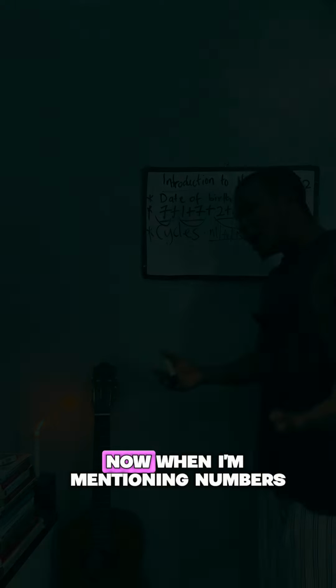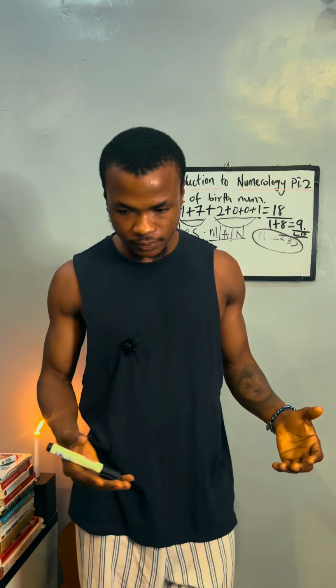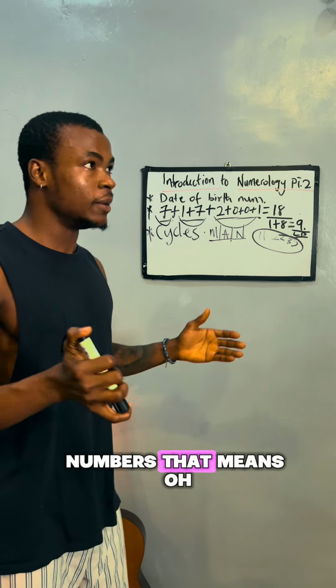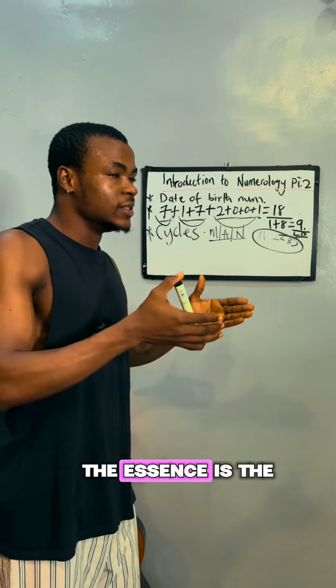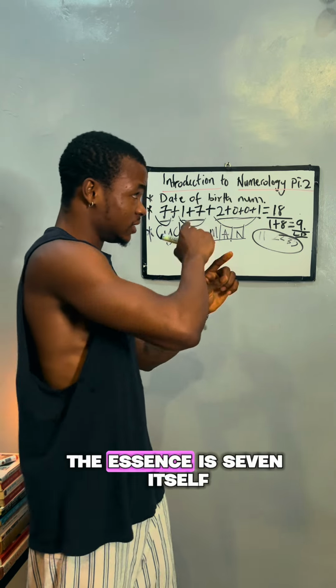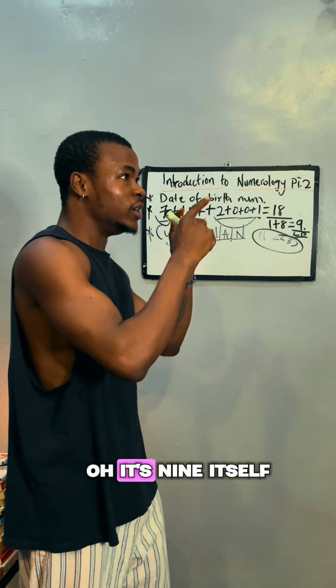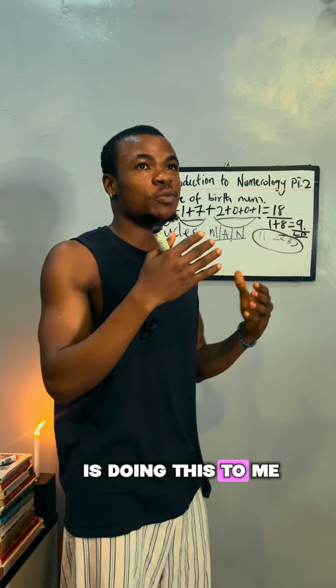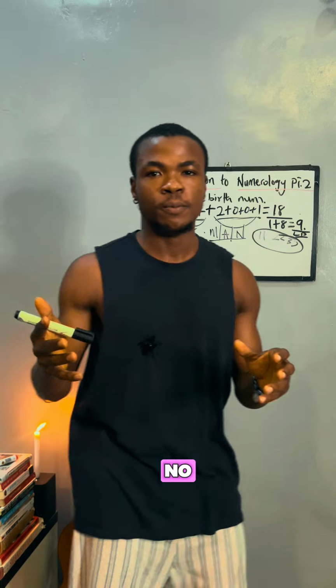Now, when I'm mentioning numbers, this is another misconception people don't understand. People think that, oh, numbers, that means the essence is the number itself, which is, oh, the essence is 7 itself, oh, it's 9 itself, oh, I'm a 1, so I'm this, oh, it is 7 that is doing this to me, oh, it is because I'm 5. No.